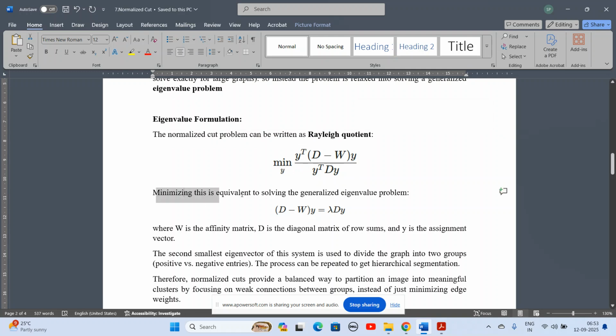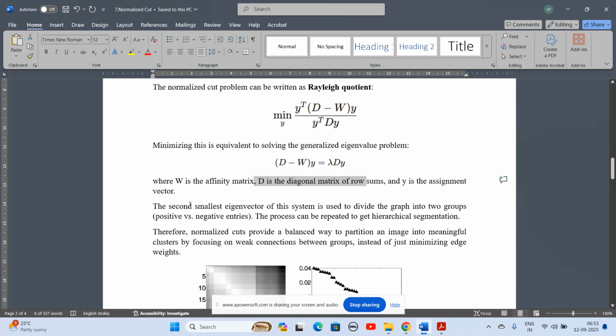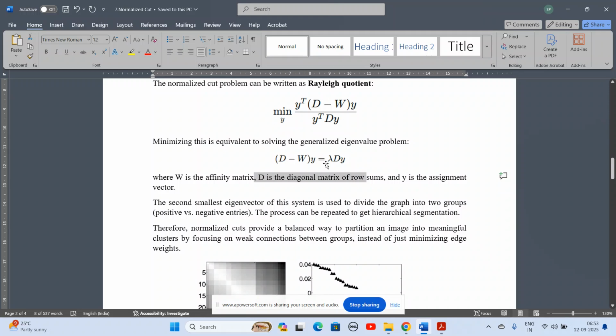Further, minimizing this is equivalent to solving the generalized eigenvalue problem (D minus W) y equals lambda D y, where W is the affinity matrix, D is the diagonal matrix of row sums, and y is the assignment vector. Based on the graph, we form the W matrix, the diagonal matrix, as well as the assignment vector. On applying this formula, we'll get eigenvalues as well as eigenvectors.